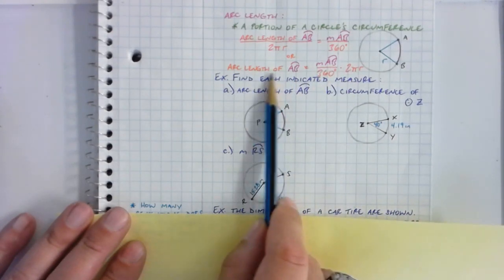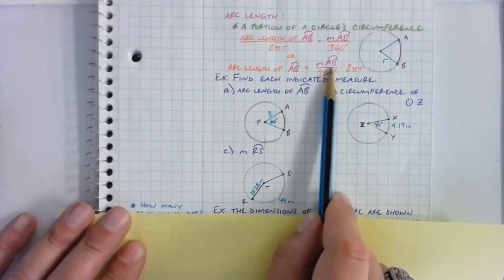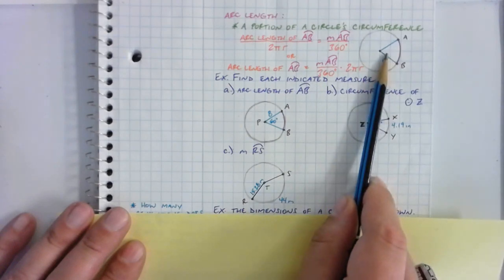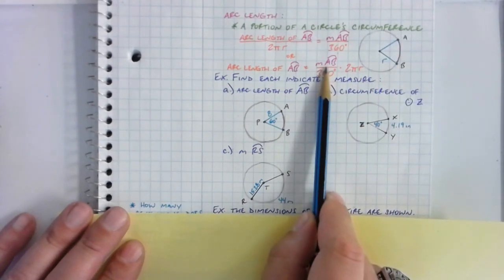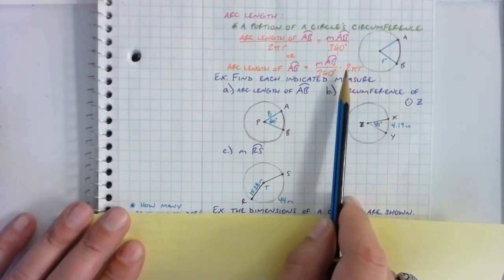The arc length, the actual distance along that curve to get from A to B, or whatever letters are there. The degree measurement, or the central angle, whichever we're given, of that arc. And then 2 pi r, whether we're being asked about circumference, diameter, or radius, all of those can kind of be represented right here.